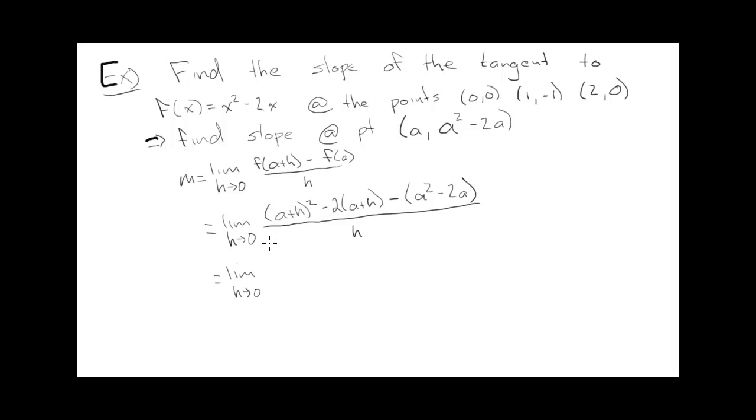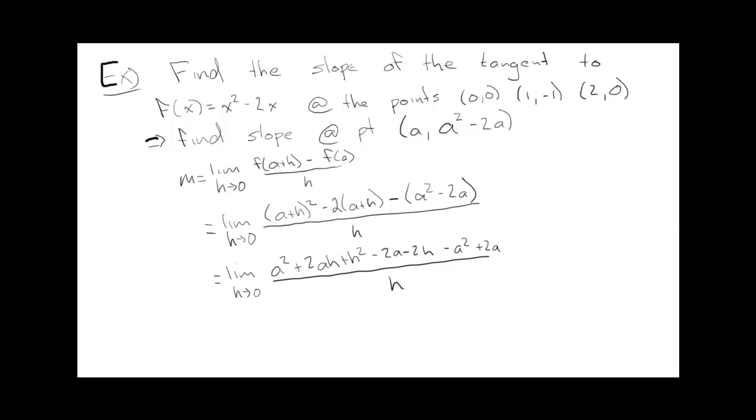So how am I going to solve this? Try direct substitution. If you do, you'll get 0 over 0. So can't do that. So let's try expanding this. So we get a squared plus 2ah plus h squared minus 2a. This would be minus 2h minus a squared plus 2a, all over h.